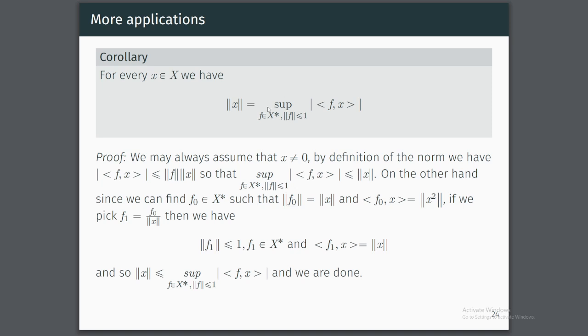So first of all, we can assume x is not equal to 0, because if x is 0, then all of these are 0, and we are done. By the definition of our norm, we're going to have f of x.